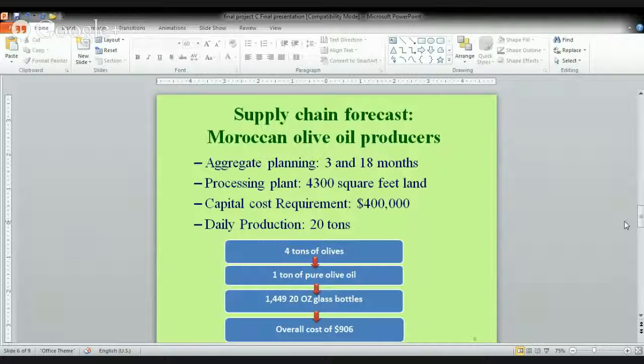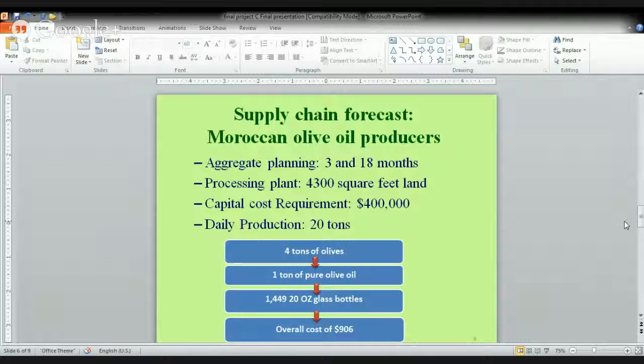According to a study conducted by the Moroccan Ministry of Agriculture and Marine Fishery, the startup capital cost is approximately $400,000 in order to invest in an olive oil processing plant that produces a daily capacity of 20 tons of olive oil. This includes a processing plant on 4,300 square feet of land, an industrial olive oil processing machine, a storage tank, and a bulk packaging system.